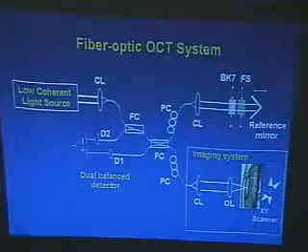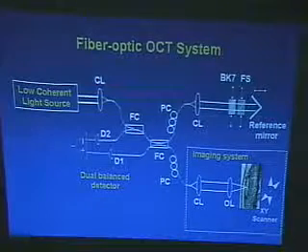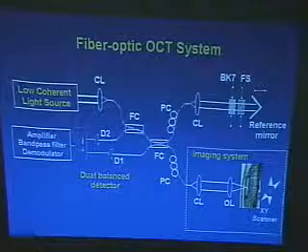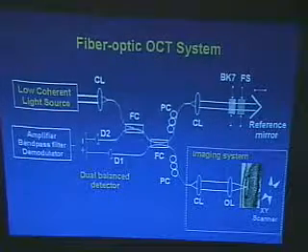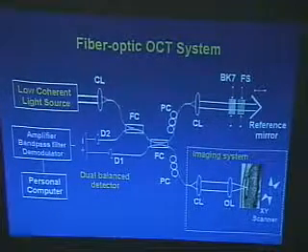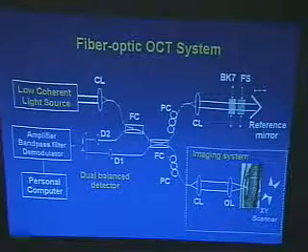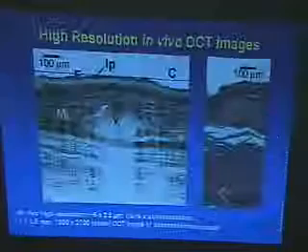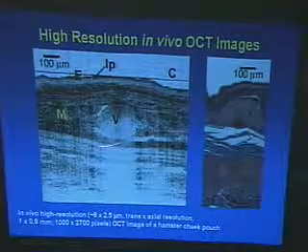This is the so-called dual balanced detection, which is widely used in telecommunication. Then you send everything to an amplifier, bandpass filter, etc., and demodulator, and you store the data signal in a computer and display it. So that's basically the system. It's still very compact.